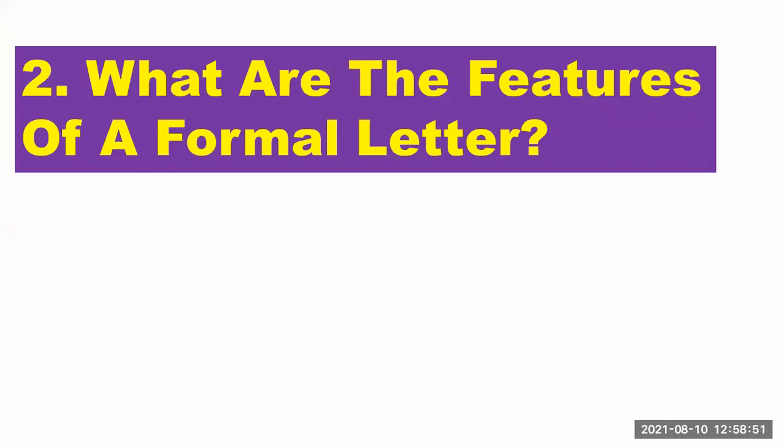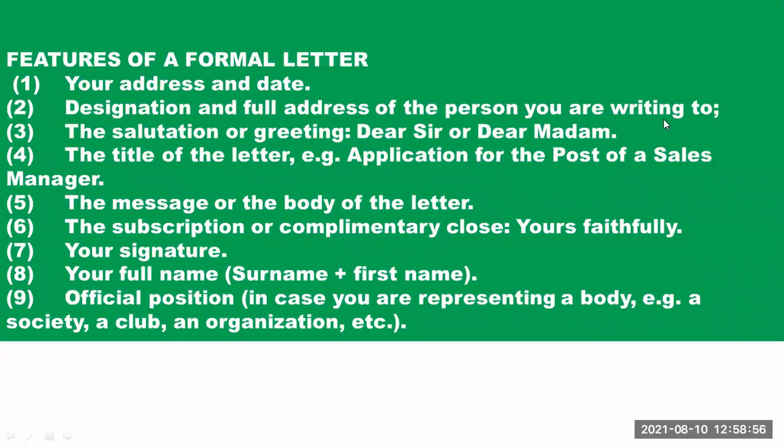Now, what are the features of a formal letter? Let's look at the features. Now, if you look at this, of course, let me try and use the annotation so that we can look directly at what we are talking about. So these are the features of a formal letter. The first one is the date, all right? Your address and date. That's the first thing. Then the second thing is the designation and full address of the person you are writing to.